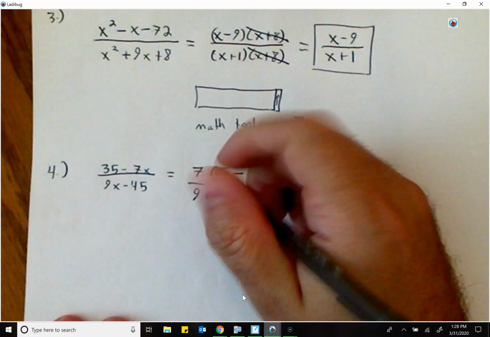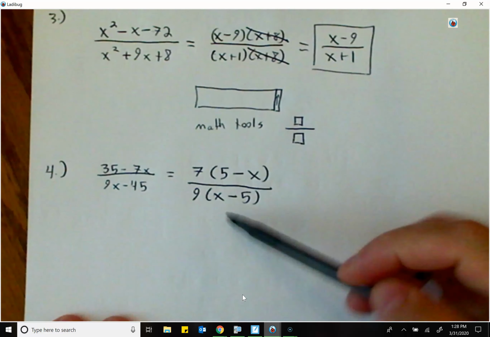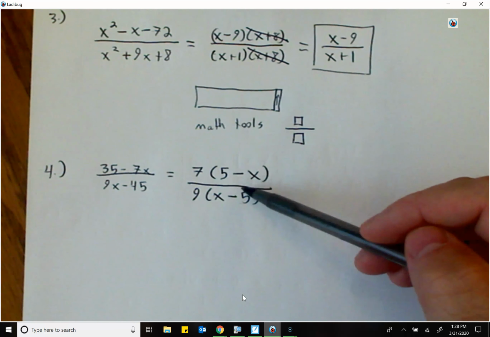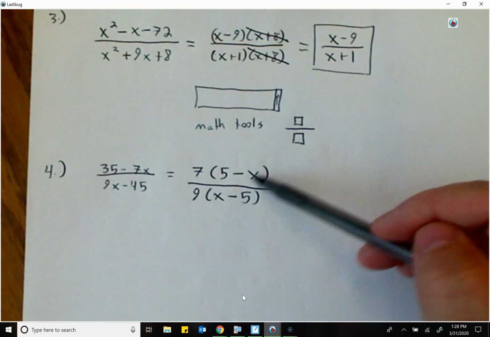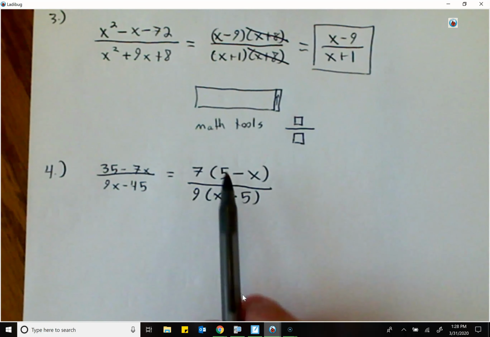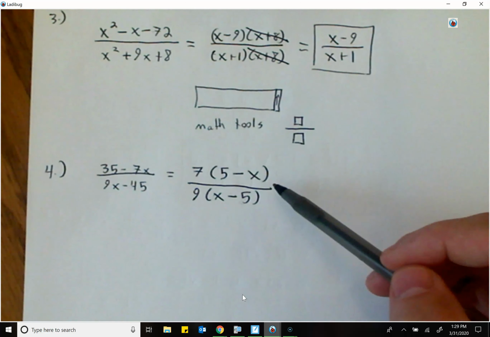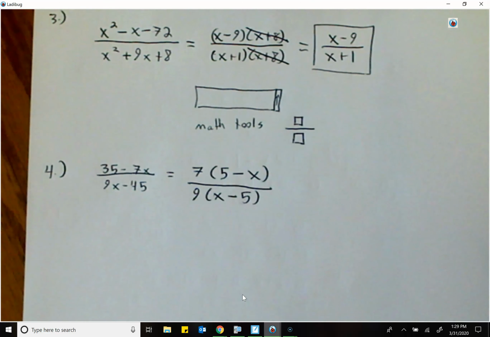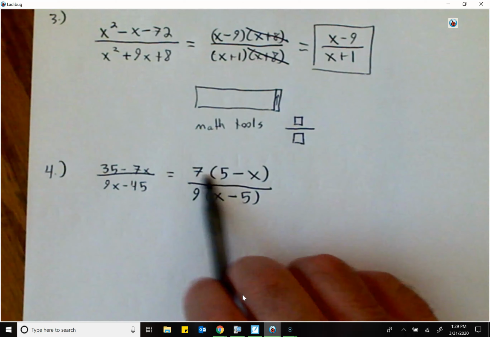So if we pull a 9 out, we get x minus 5. Notice that these were really, really close. The only problem is that it's a sign issue. This is a positive 5, down here it's a negative 5. This is a negative x, down here it's a positive x. So technically, if we want to change the signs, we should have pulled out a negative. So one of these numbers has to be a negative. Okay? So usually what I do is I always pull the negative out of the top.